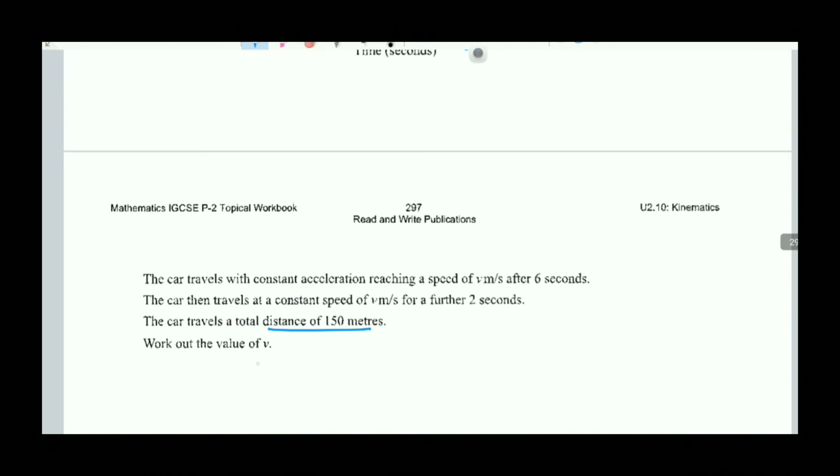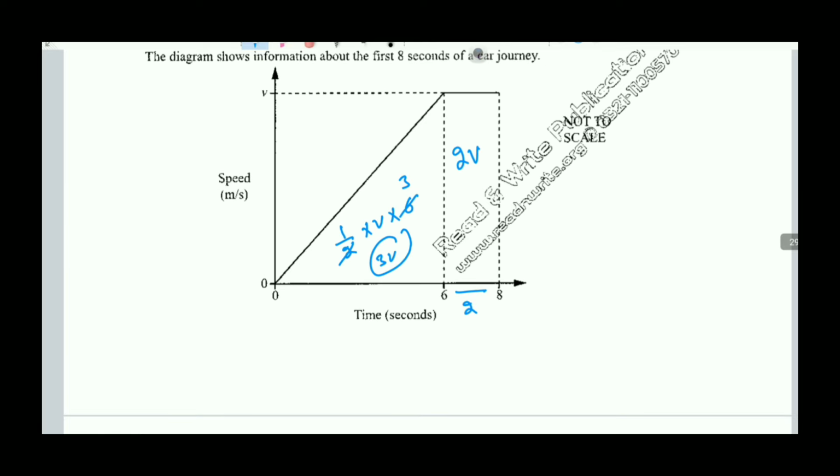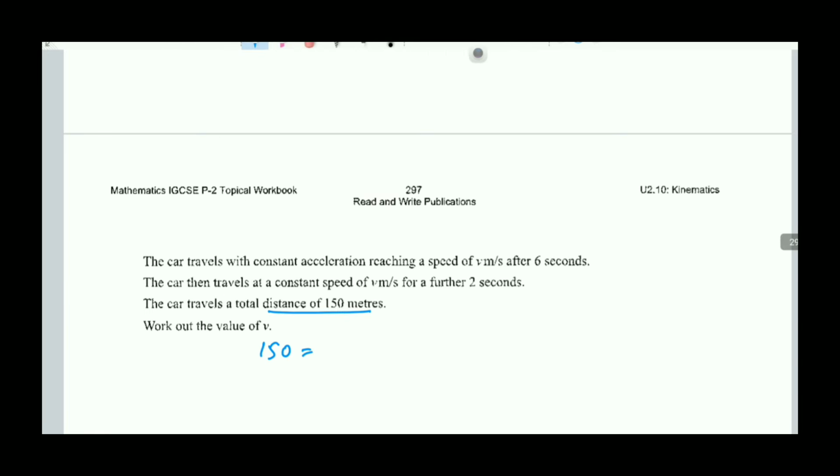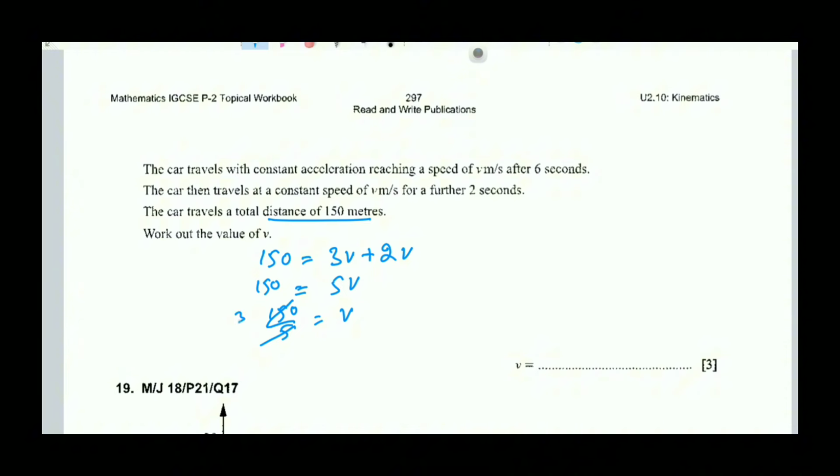So what we can do, 150 is the total area. We will add both areas. 3V plus 2V is equal to 150 actually. So 150 is equal to 5V. 150 over 5 is equal to V. 5 30s are 150. So V is equal to 30.